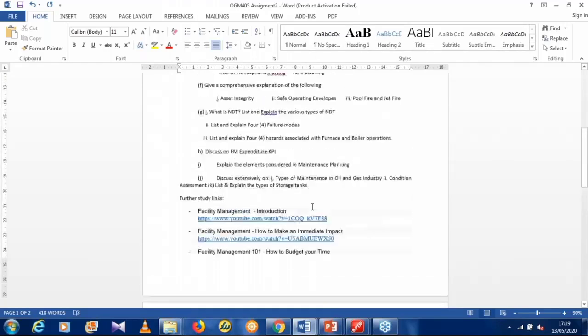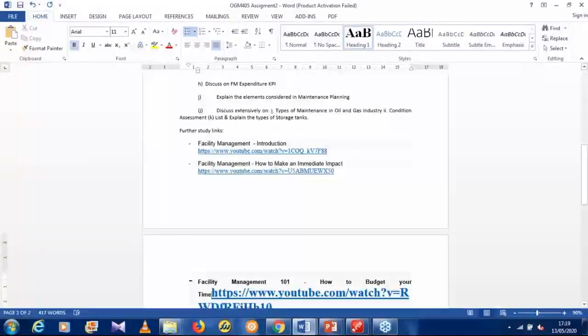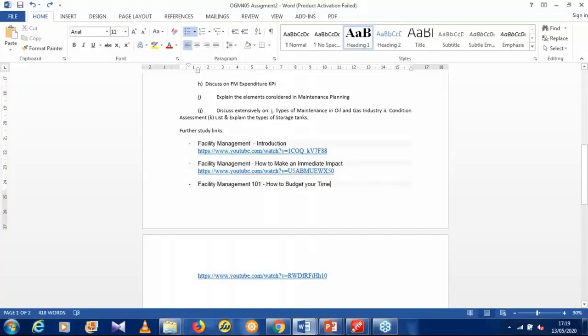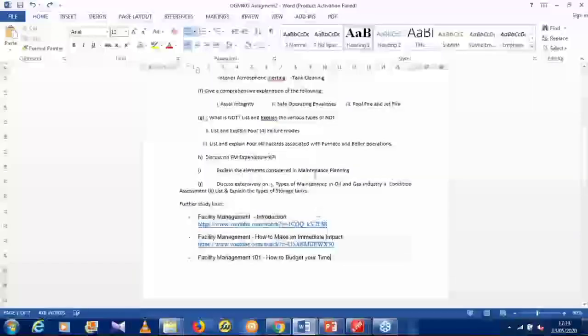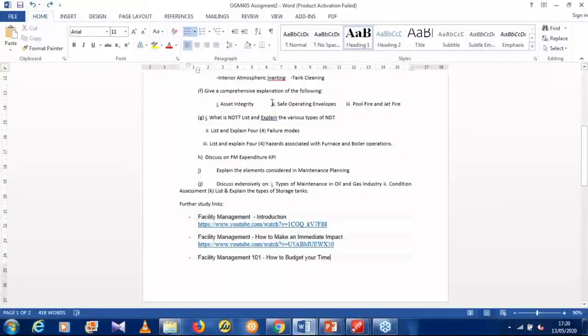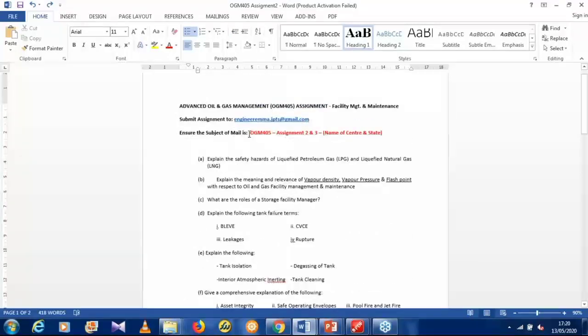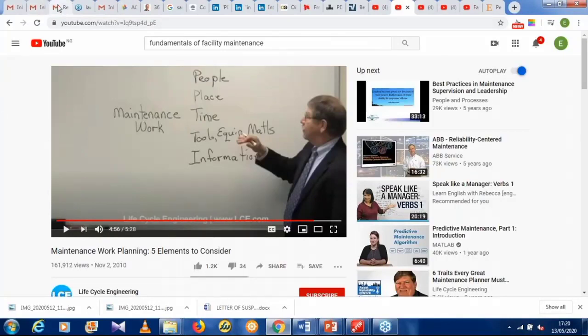If that has been taken, ensure that you submit these assignments to engineerima.jpts@gmail.com using this as your subject. If you don't use this, OGM 405 assignment 2 and 3, as the subject with your center name, then I might not be able to sort out your work. This is what I mean by making it the subject.